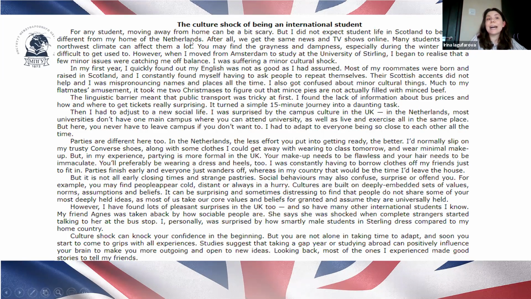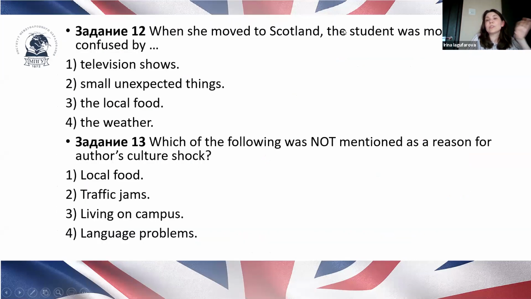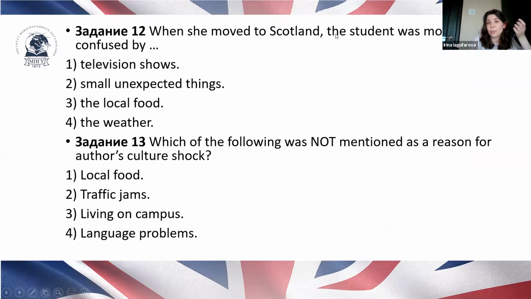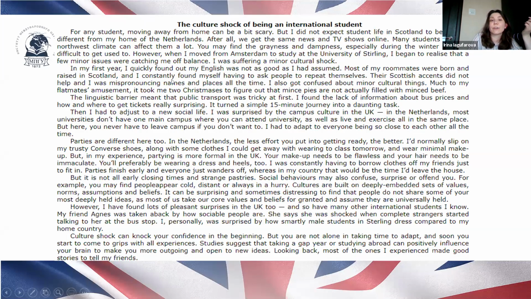So many students find the Northwest climate can affect them a lot. You will find the grayness and dampness, especially during the winter months, difficult to get used to. So we see that many students find the climate a bit different, and this climate can affect them. But we don't have any information about the student who is telling us this story. Many students are affected by the climate, but not our student, the one telling this story for us.